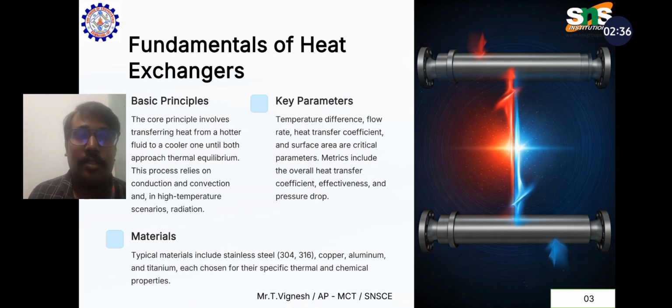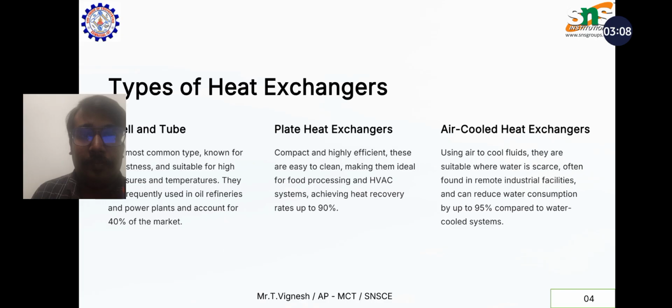Temperature difference, flow rate, heat transfer coefficient and surface area are critical parameters for heat exchangers to work on. Metrics include the overall heat transfer coefficient, effectiveness and pressure drop, which also play a major role. In order to manufacture heat exchangers, typical materials include stainless steel, copper, aluminum, and titanium, each chosen for their specific thermal and chemical properties.